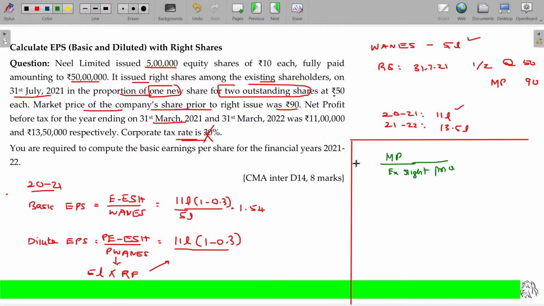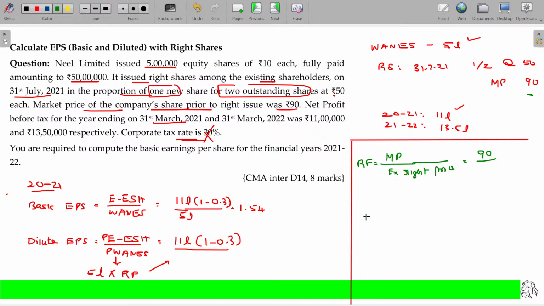This will be called as right factor. Market price being 90. What about the X right price? X right price is nothing but overall number of shares you will have after acquiring the right shares.